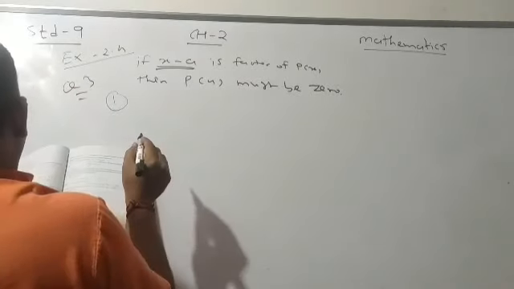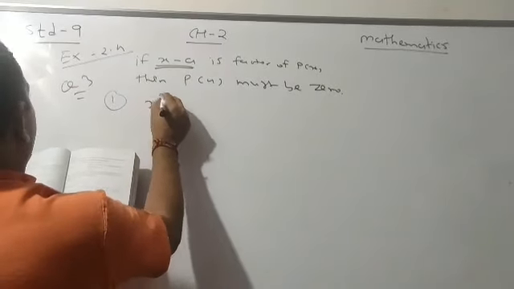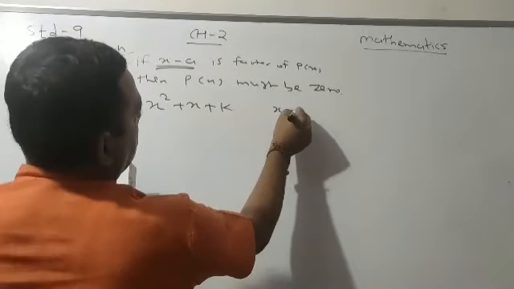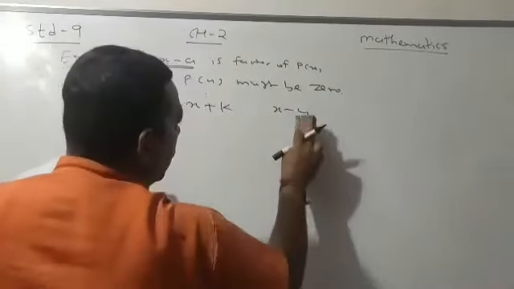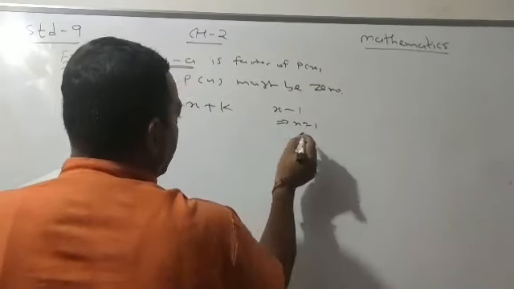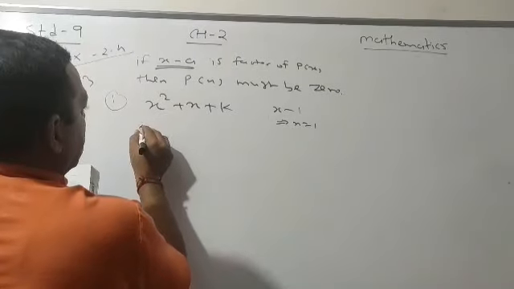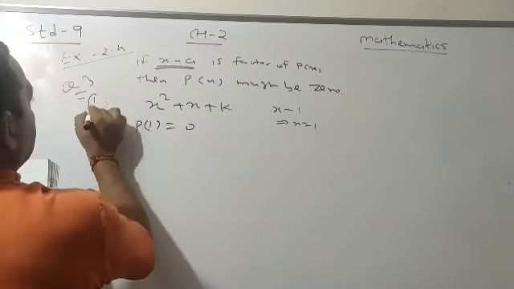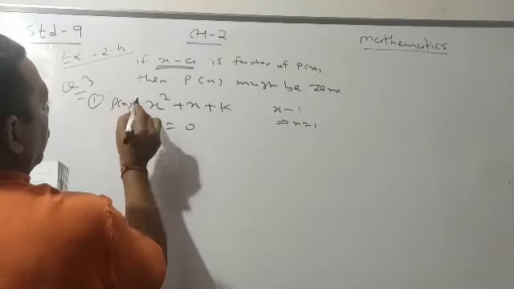Now the first part of question number 3. See, the polynomial p(x) is x square plus x plus k. Here the question is x minus 1 is the factor. It means the value of x is 1, that we will substitute over here and we get the answer 0. So we can say p of 1 is 0. See, this is nothing but p(x), the given polynomial.